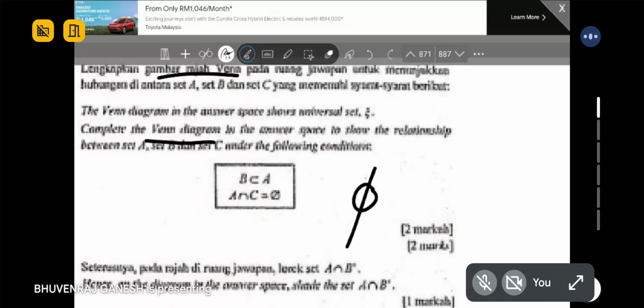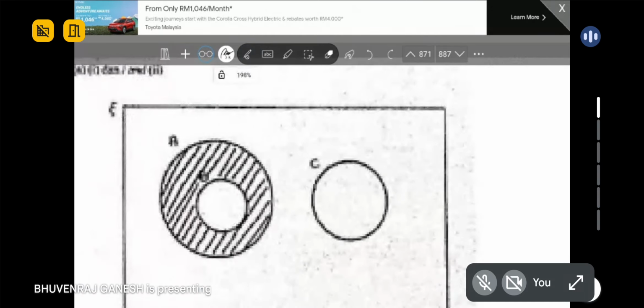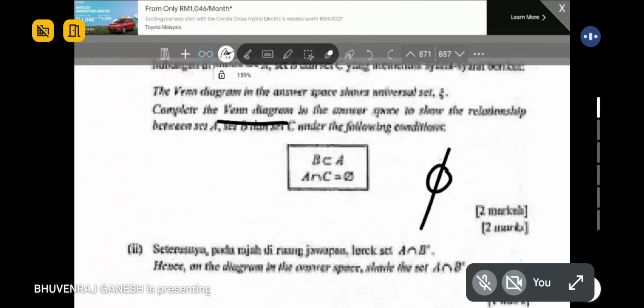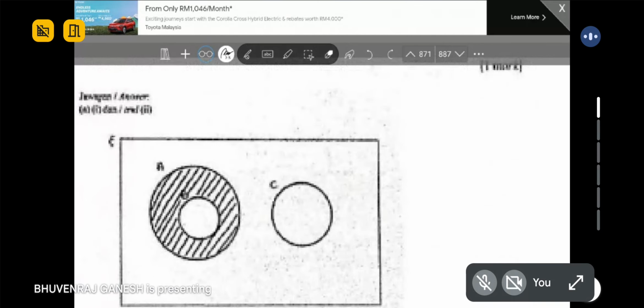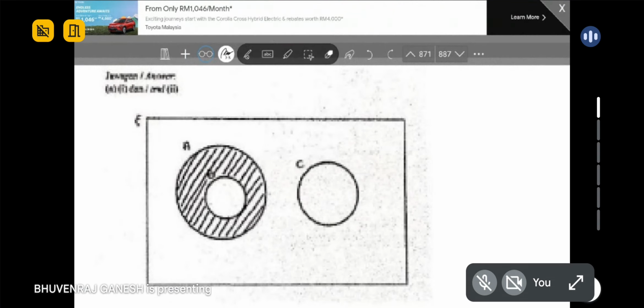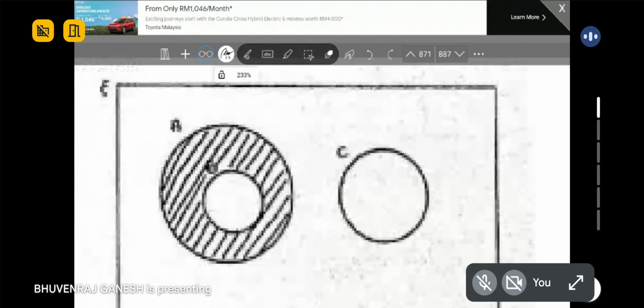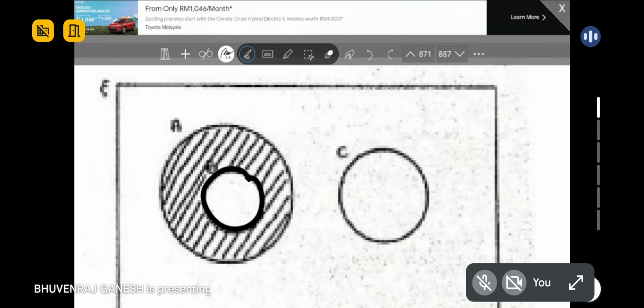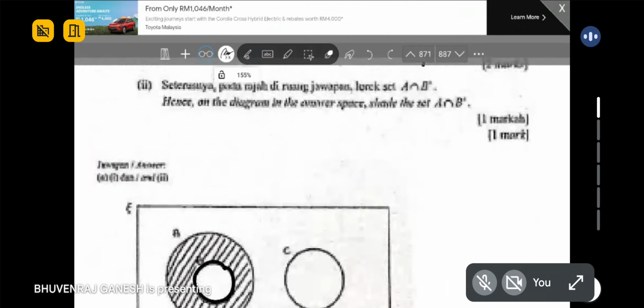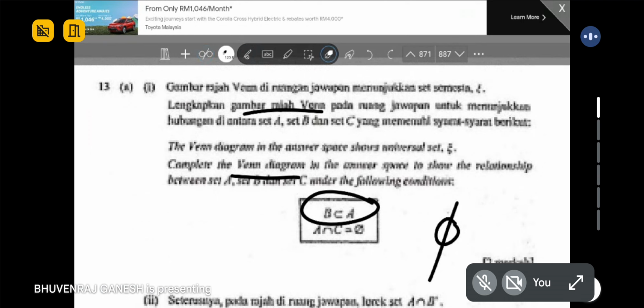Dalam BM set kosong. Okay, so set kosong maksudnya tak ada persilangan, guys. There is no intersection between A and C. That's why you get the null set. Okay, understand? So you can see A and C are separate. Dia tak ada hubungan. And then they say B is a subset of A. So B subset A means that B must be inside A, guys. Okay, bulatan B kena di dalam bulatan A. Do you guys get the concept for this one? All of you clear for this part? Understand the meaning over here? Can? Boleh ya? Understand. Okay, next one.